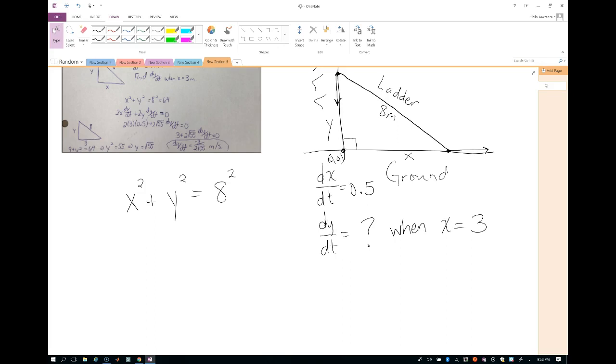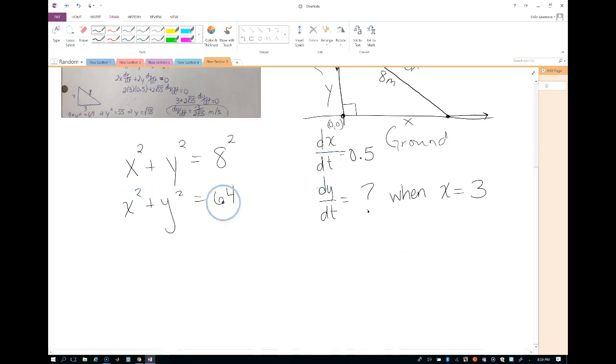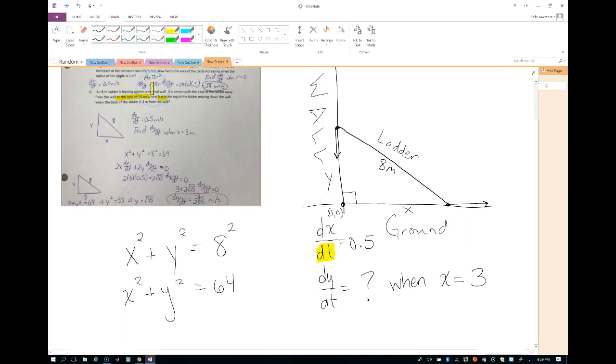So all of these values they gave us are going to be plugged into our derivative because we have one of the derivative values and we want to find the other derivative value. So I'm just going to rewrite this as x squared plus y squared equals 64. And because they're talking about rates of change, we need to differentiate with respect to t, because it's how quickly something is changing. Another indicator is because the units here are meters per second, where the lengths themselves are measured in meters. When they say meters per second, that's the derivative of our length with respect to time.